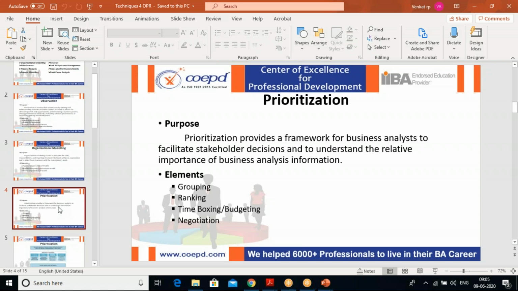We take the base. And coming to prioritization. Now, we have these requirements, so we give prioritization to them. For prioritization we will use either a grouping technique, like MoSCoW, or ranking, the 1, 2, 3, 4, that is ranking. Time boxing, budgeting, negotiations, like that we will have multiple areas of prioritization.